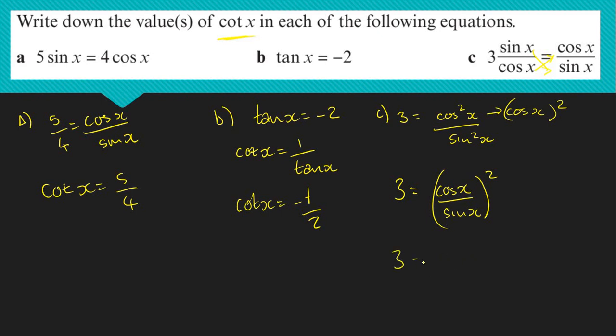Well, that's going to be 3 equals cot of x, all squared. And so therefore root 3 is equal to cot of x. Is that finished? I don't think it is. Plus or minus. Okay? Make sure you get that thing on there.